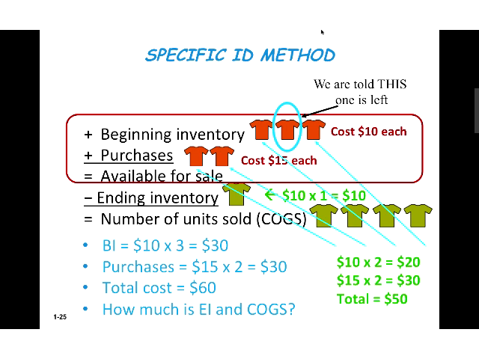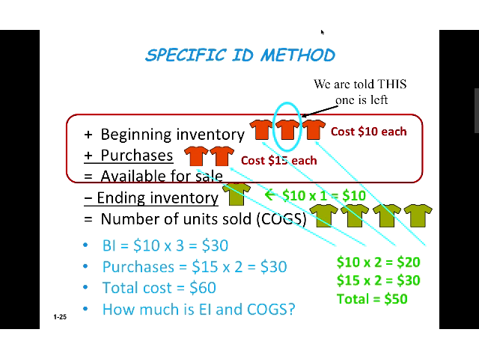Here's the other way to do it. For cost of goods sold, we have 2 units left from beginning inventory, so 2 units at $10 each. We also have 2 units from purchases at $15 each for $30. So our total cost of goods sold has to be $50. Our beginning inventory plus our purchases will always equal ending inventory plus cost of goods sold. So if we know what ending inventory is, we can subtract to get cost of goods sold, or vice versa.